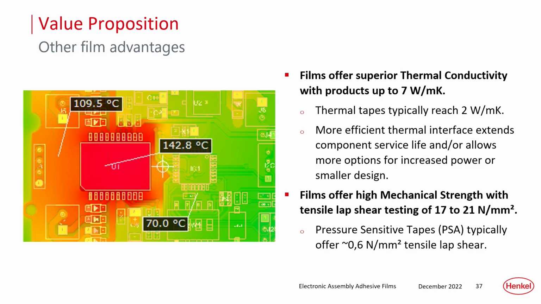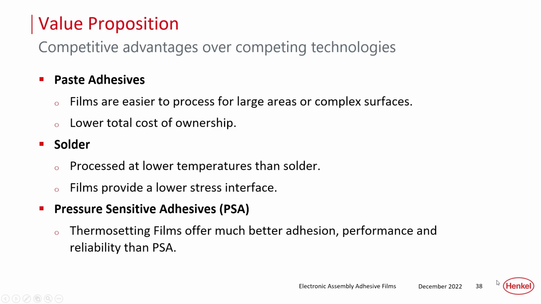Okay, so next one. Comparing pros and cons with different competing technologies for using a film adhesive. If you compare them with a paste adhesive, which is the first thought, I guess, films are easier to process for large areas. And although the pricing seems to be higher at first glance, the overall total cost of ownership can be better, especially when you consider things like device yield, scrap rates, that type of thing.